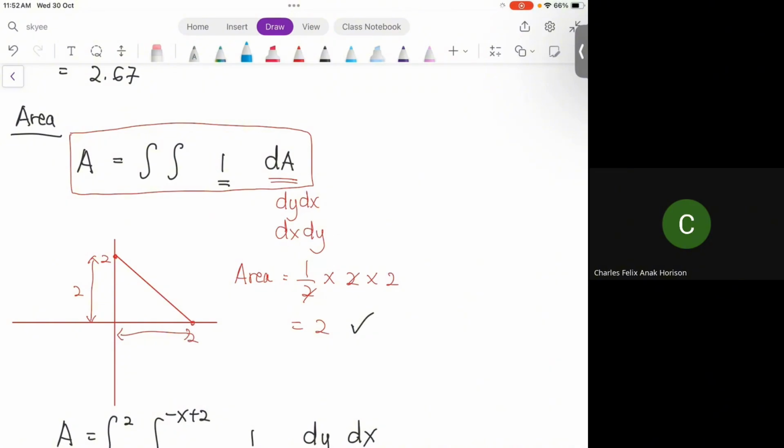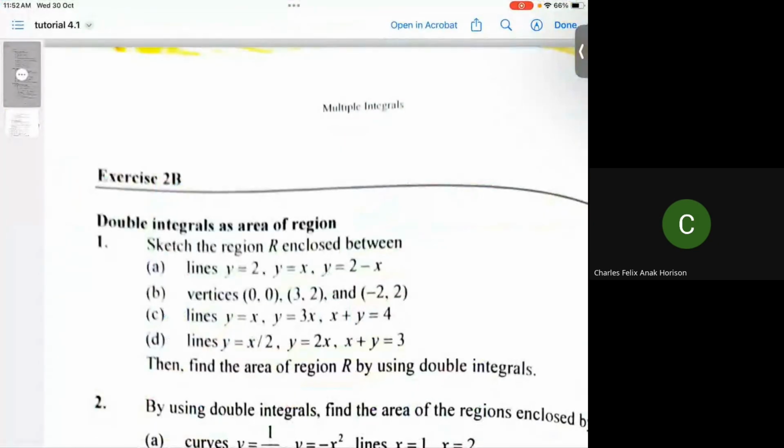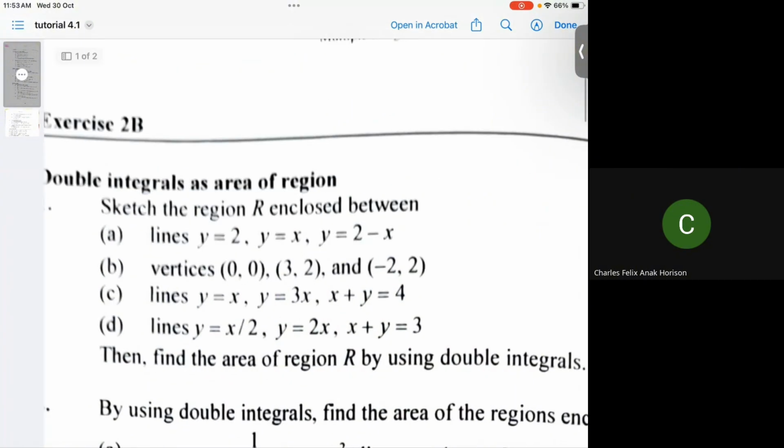In today's exercise, we'll be sketching the region R first. We sketch first, and after that we will find the area covered by the region. Question 1A and B I have tried with section 3, so I'll proceed with questions 1C and 1D.